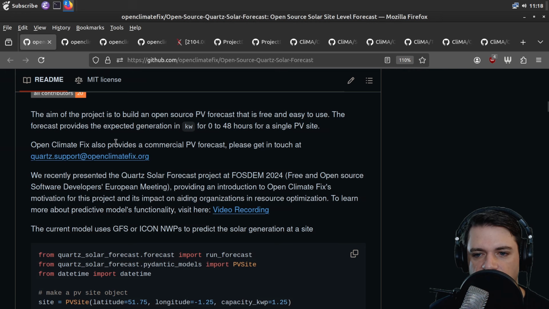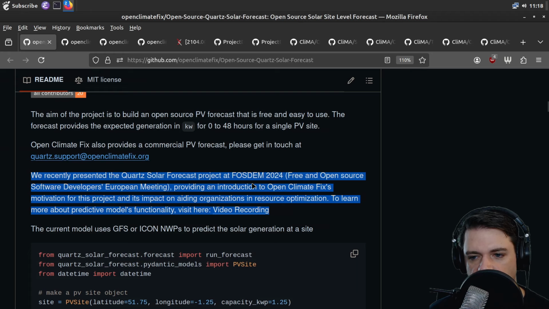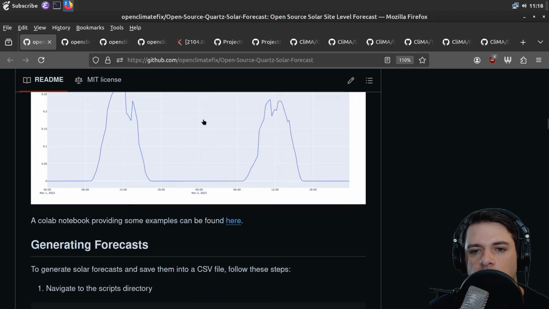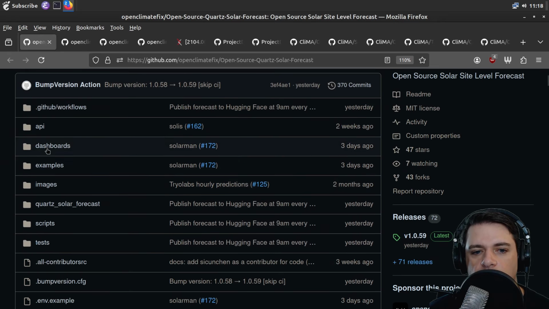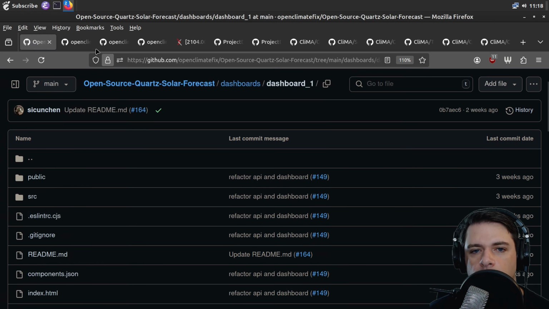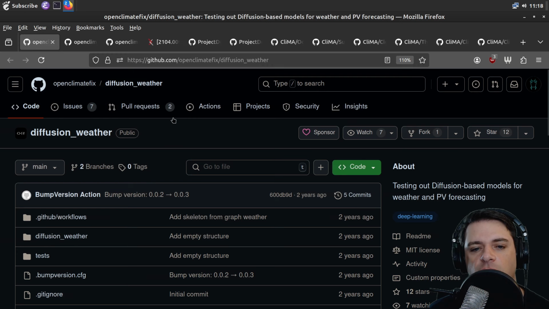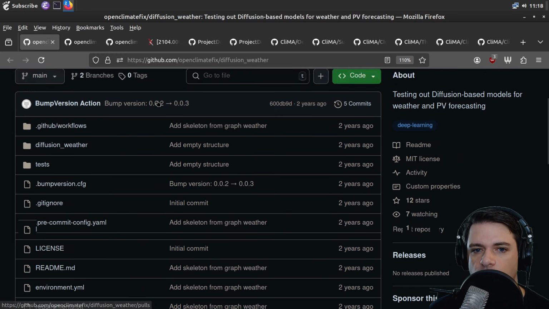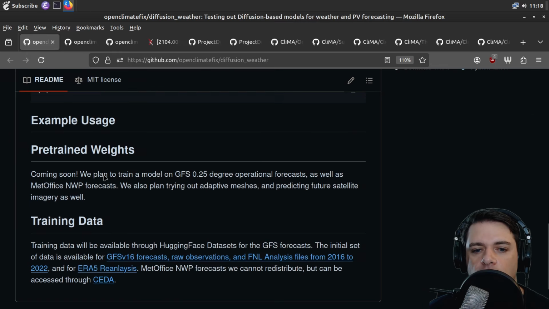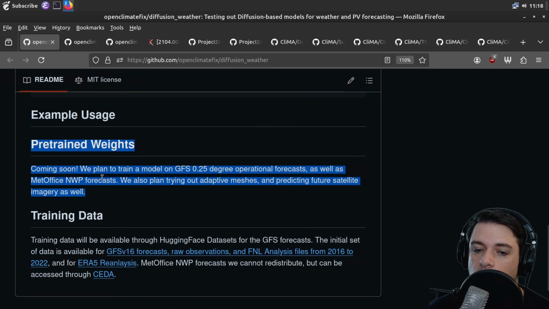Open Climate Fix also provides a commercial PV forecast. We recently presented the Quartz Solar Forecast Project. So I guess probably quartz is used in photovoltaics, right? They've got some dashboards. Yeah, it must be photovoltaic because it's called solar. Here's diffusion weather from Open Climate Fix. And we've got, so pre-trained weights are coming soon. We plan to train a model on GFS 0.25 degree operational forecasts.